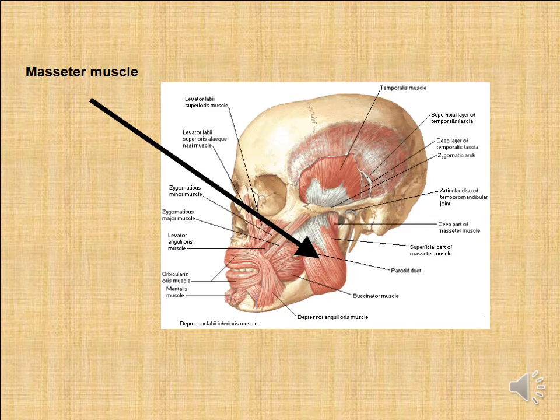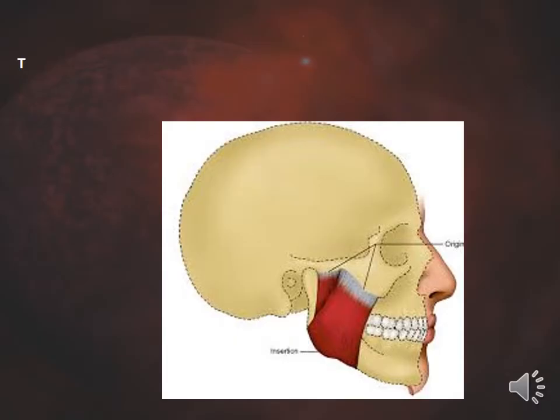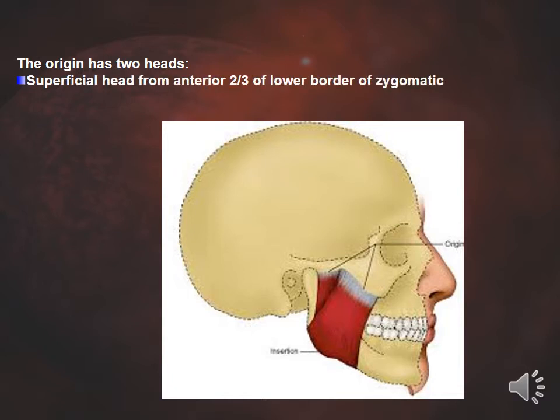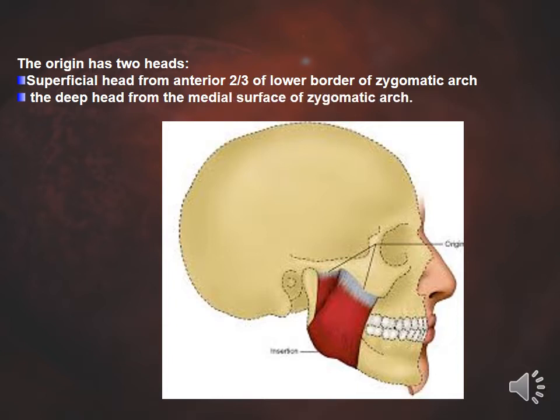The first muscle is the masseter muscle. Its location is at the side of the ramus bilaterally. All muscles have an origin or more than one origin, and an insertion or more than one insertion. So the masseter muscle has 2 origins. The origin has 2 heads: the superficial head from the anterior 2/3 of the lower border of the zygomatic arch, and the deep head from the medial surface of the zygomatic arch. These 2 heads go downward and insert in the mandible.